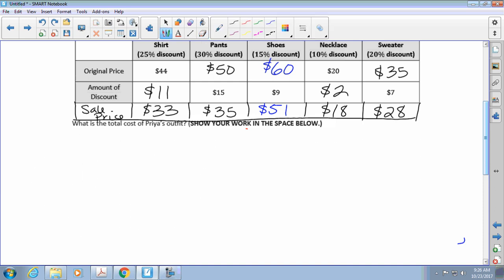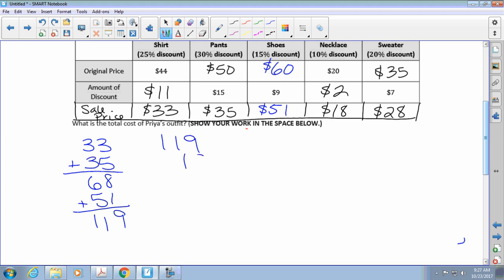All right, so we know the shirt is $33. The pants are $35. So far, she has spent how much? $68, right? Add another $51 for the shoes. Now she's up to $119. This is getting expensive. $119 plus another $18. $137, right? Now we got to add another 28 bucks on here.